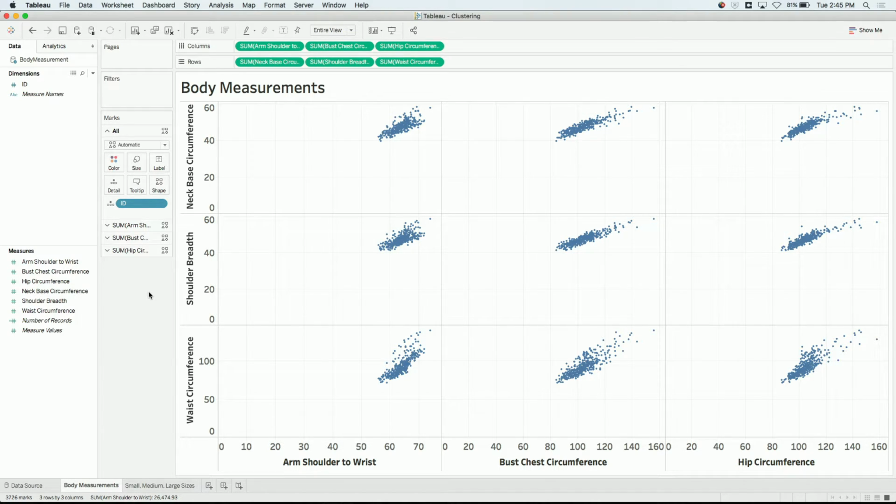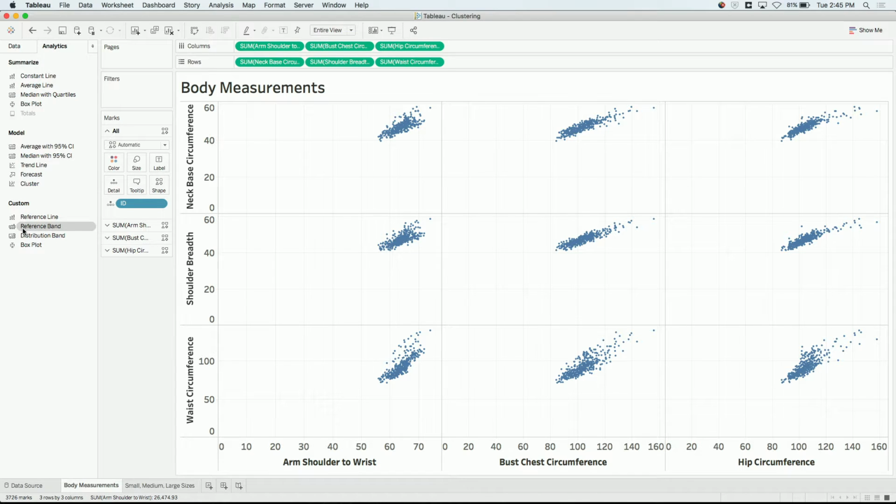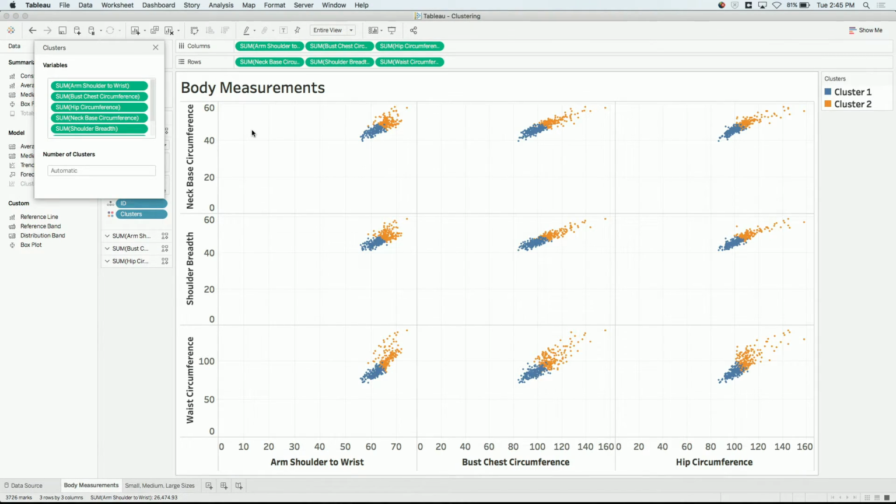So when I use clustering from the analytics pane, just drag out the cluster object, Tableau says that there are only 2 clusters. Tableau will try to find what is likely to be the number of clusters in your data set, but if there aren't really any natural clusters that arise, it'll default to 2.